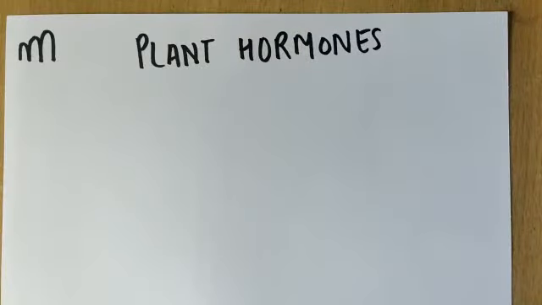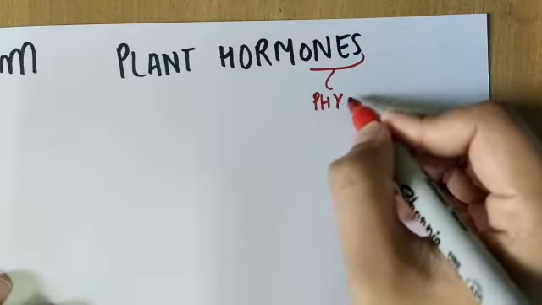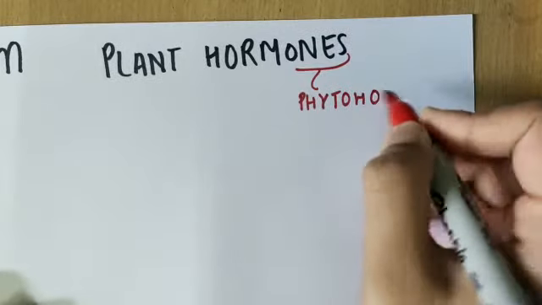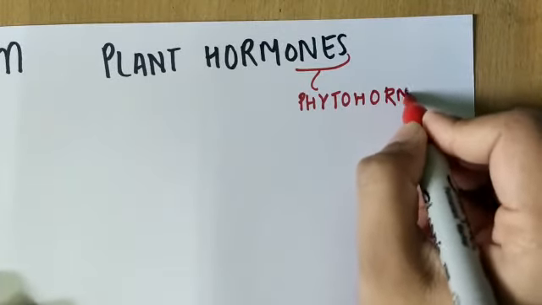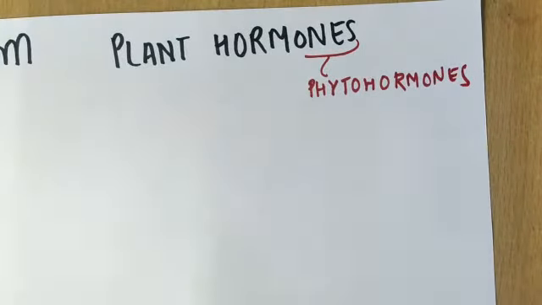In this video I'll talk about plant hormones. Plant hormones are also known as phytohormones. These are organic substances that regulate the growth of a plant and also help in the development of a plant.